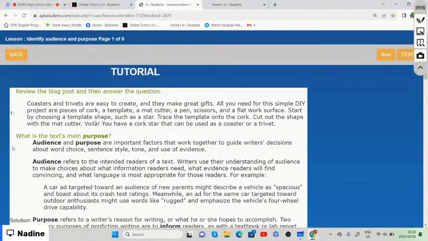Coasters and trivets are easy to create and they make great gifts. All you need for this simple DIY project are pieces of cork, a template, a mat, a cutter, a pen, scissors, and a flat work surface. Start by choosing a template shape such as a star. Trace the template onto the cork. Cut out the shape with the mat cutter. Voila! You have a cork star that can be used as a coaster or a trivet.